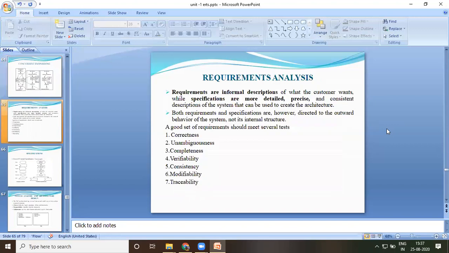The next one is requirement analysis. The requirement analysis must meet several tests: correctness, unambiguousness, completeness, verifiability, consistency, modifiability, and traceability. These are all the requirement analysis details.